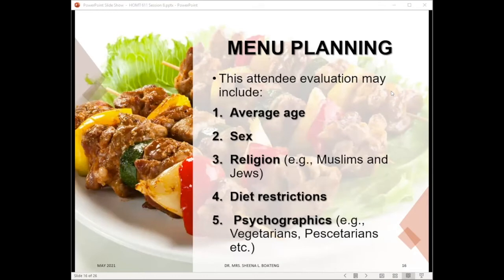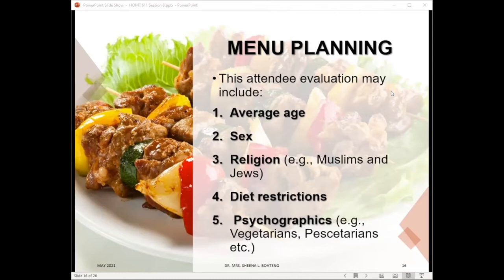Now, this attendee evaluation may include the average age of the attendees, right? Whether they are children, whether they are teenagers, middle-aged people, or old people. The gender of the people too is necessary, whether they are male or female. You also need to think about religion, because you realize that for certain religions, certain food items are a no-go area. Hatim, are you a Muslim?